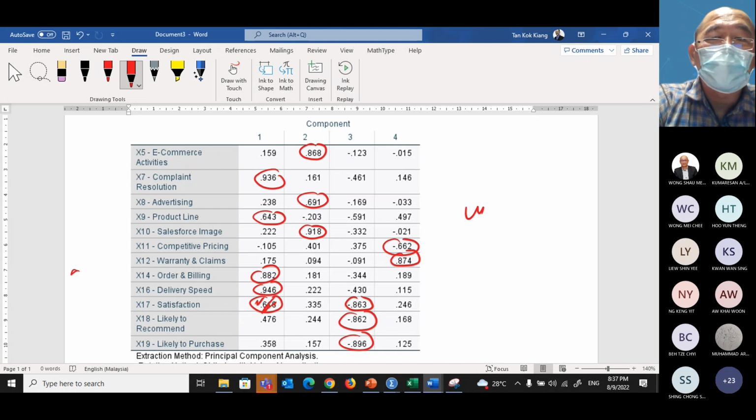Competitive pricing, number 4, maybe easy. Warranty and claims. Competitive pricing looks like they compare more, to comparison, is it? Or competitor effect? Okay. Sometimes maybe not too easy.